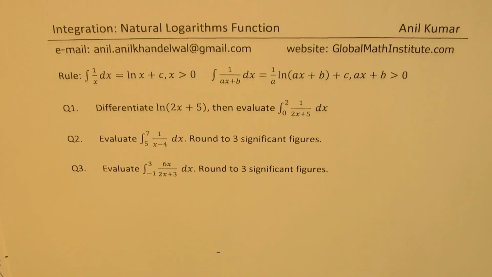Question number 1. Differentiate ln(2x plus 5), then evaluate the definite integral from 0 to 2 of 1 over 2x plus 5 dx. Questions number 2 and 3 are also to evaluate definite integrals, and we need to round their answers to three significant figures. You can always pause the video, answer these questions, and then look into my suggestions.